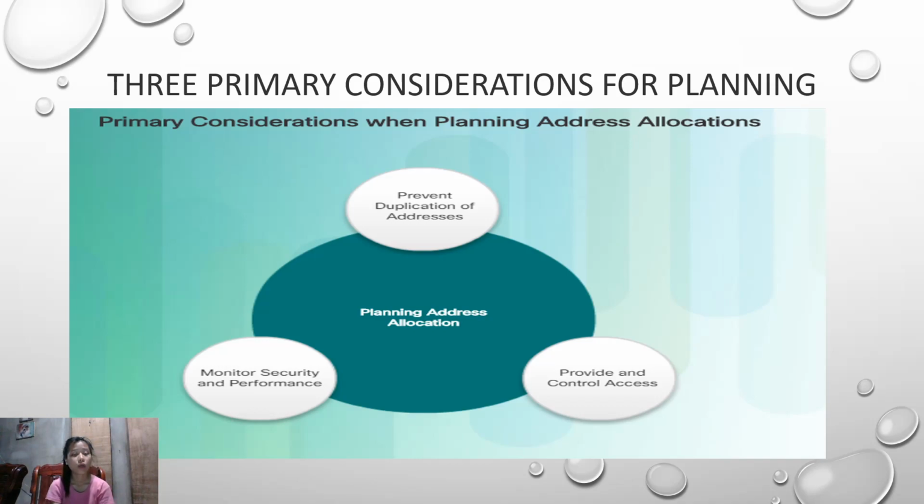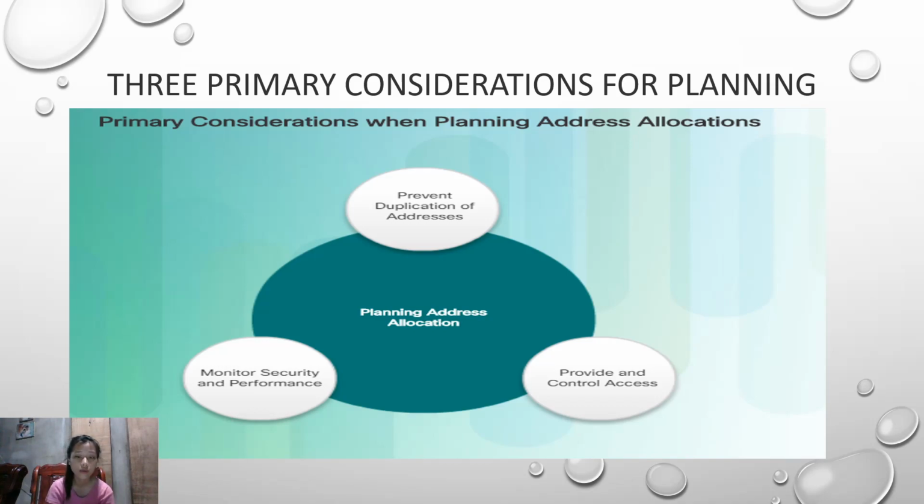As it says, preventing the duplication of addresses refers to the fact that each host in the internetwork must have a unique address. Without proper planning and documentation, an address could be assigned to more than one host, resulting in access issues for both hosts.